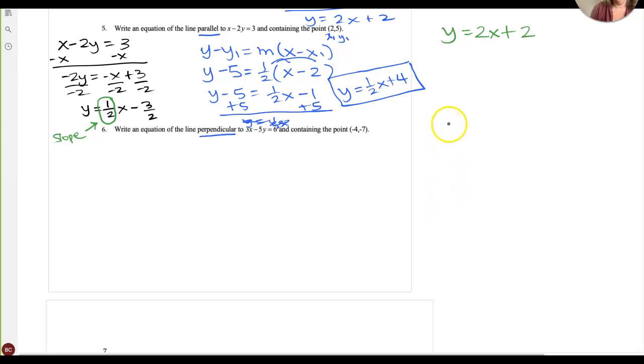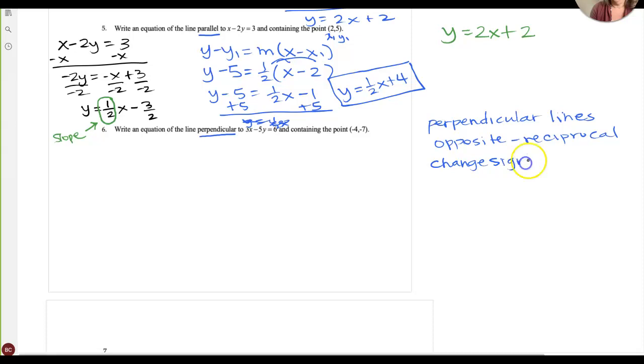So what do we need to remember about perpendicular lines? The slope is going to be the opposite reciprocal of the original one. Yeah, so to be really precise, they are the opposite reciprocal, right? So opposite meaning you've got to change the sign, and reciprocal means you need to flip it, all right? So you've got to do both things.